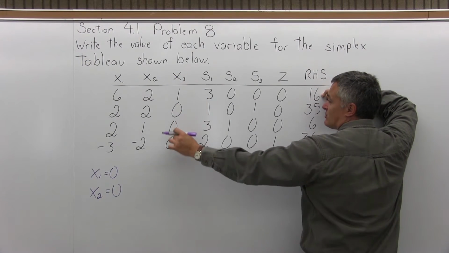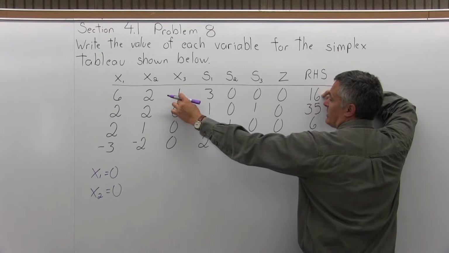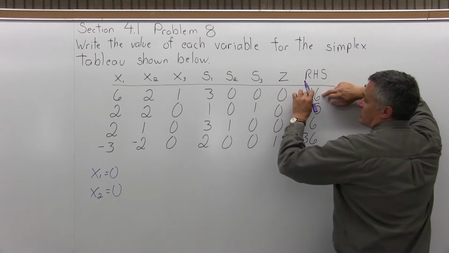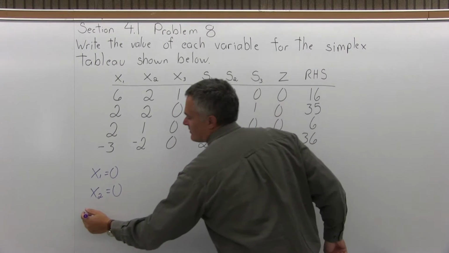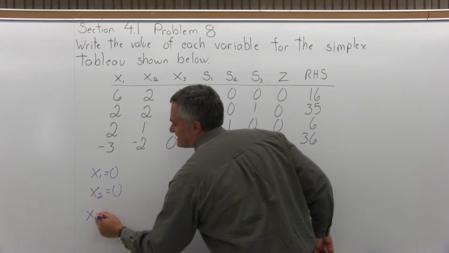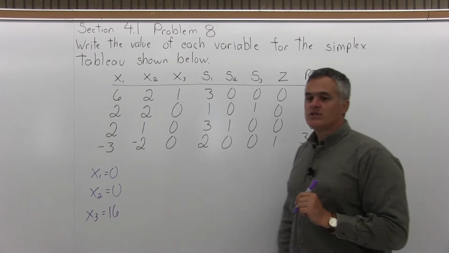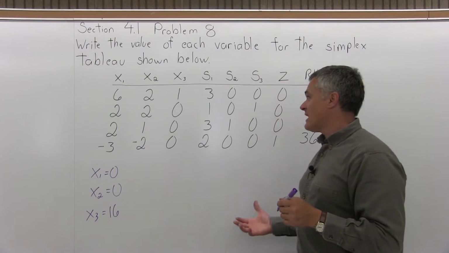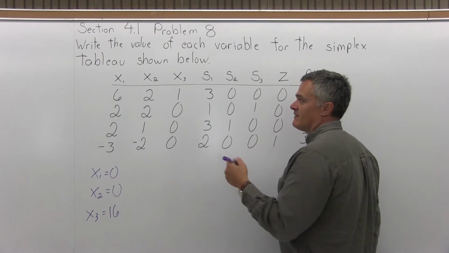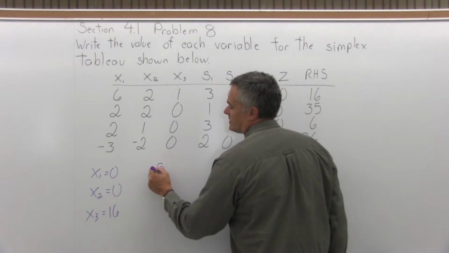So I'm in the x3 column, which has the special column. The height of the 1 is in the top. So in the last column on the top, I have 16. So the value of x3 is 16. Now, most questions don't require you to write the value of the slack variables, so you certainly can easily enough, and it's good practice, so we might as well do it.